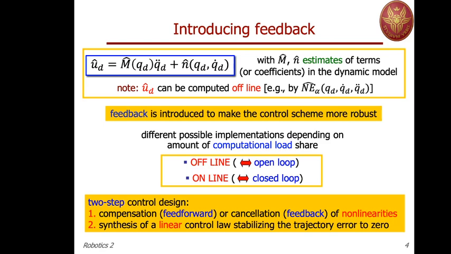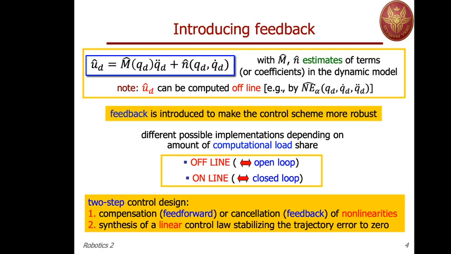So the idea, as I anticipated in my first lecture of this course, is to introduce feedback. First of all, we will use a hat in order to express the fact that, in general, the dynamic terms that we are computing are not the real ones, but they are the best possible estimate, possibly obtained after an accurate offline identification procedure. Now, as I said, the u-hat desired is in fact computed based only on this information and on the desired trajectory, and it can be computed fully offline by the efficient Newton-Euler algorithm.